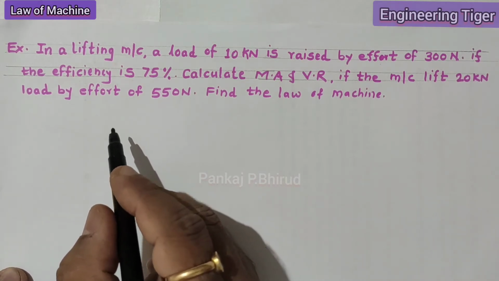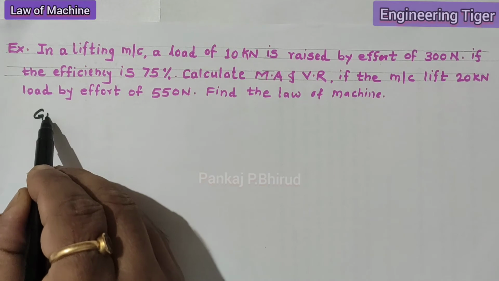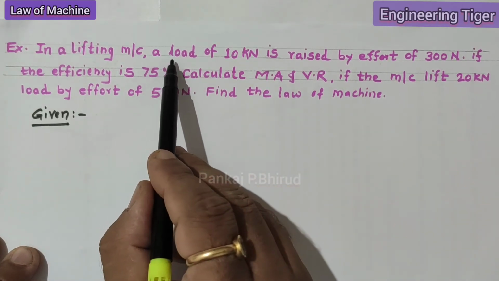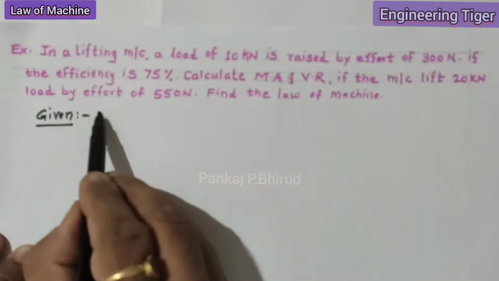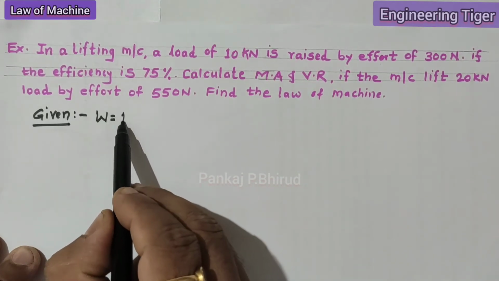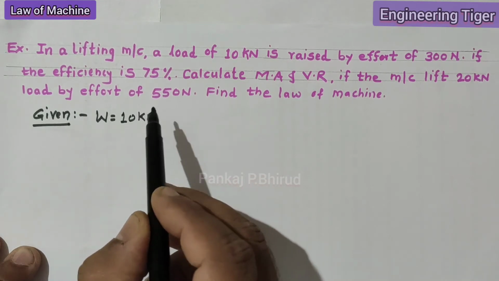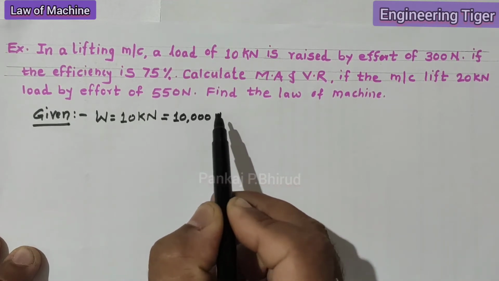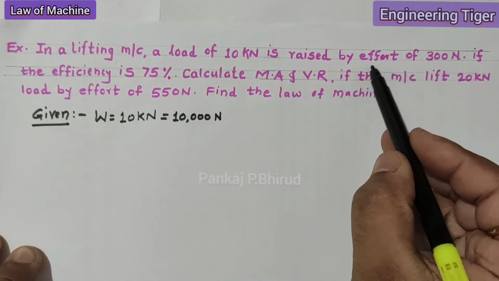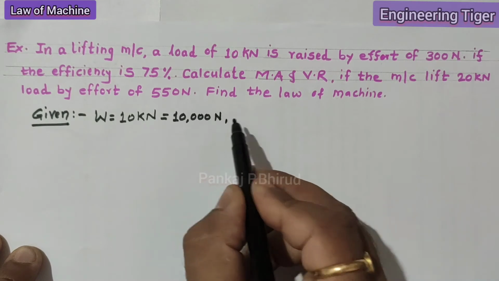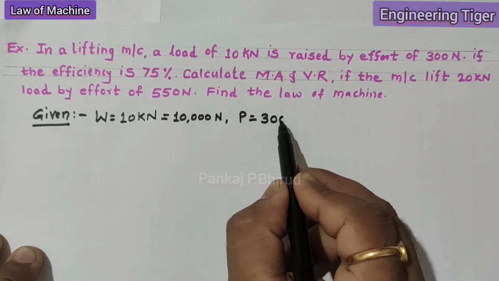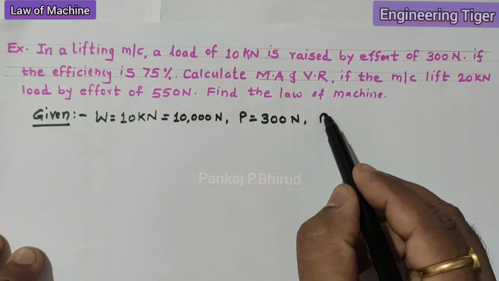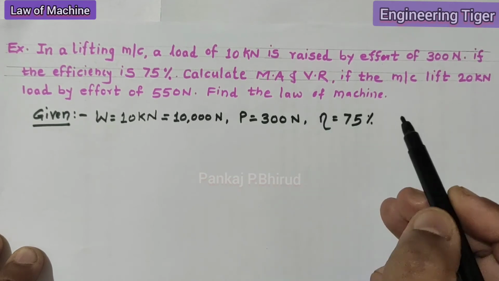So first of all, write down the given data. A load of 10 kilonewton, that means W equal to 10 kilonewton, convert into Newton, so it becomes 10,000 Newton or 10 into 10 raised to 3 Newton. Now the effort of 300 Newton, that means P is 300 Newton. The machine efficiency is 75%. So efficiency is also given.